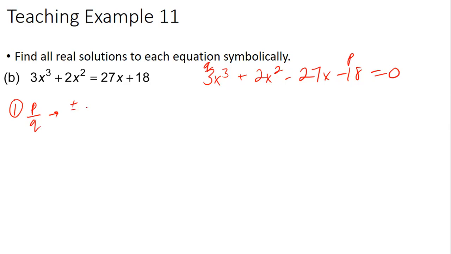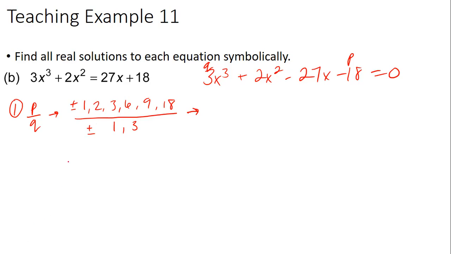Plus or minus what? What are all the numbers that multiply to 18? 6 and 3. So we have 1, 2, 3, 6, 9, and 18, correct? Those are all the possible factors of 18. And the only possible factors of 3 are 1 and 3, correct? Okay, now we're going to make all of our combinations from here.